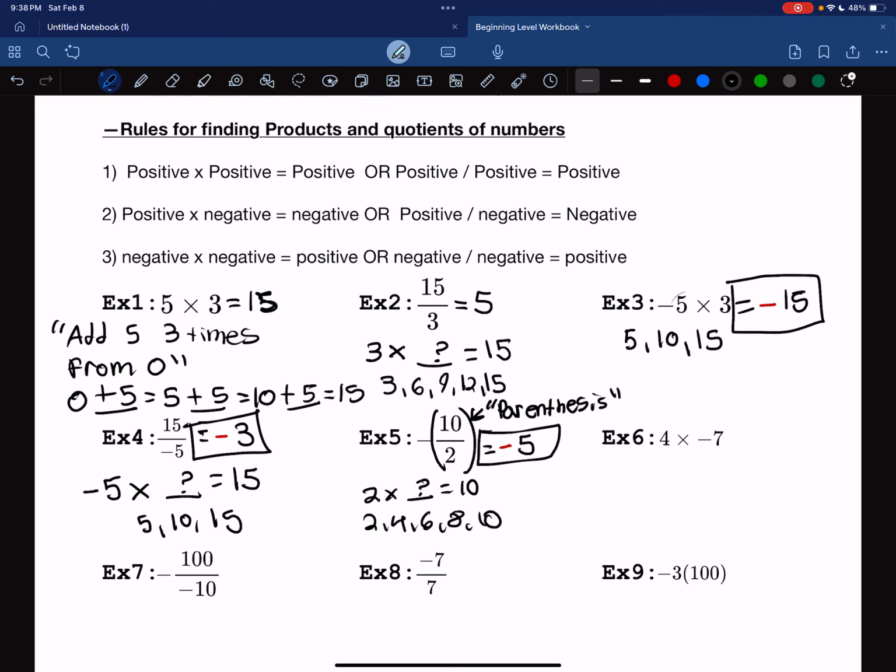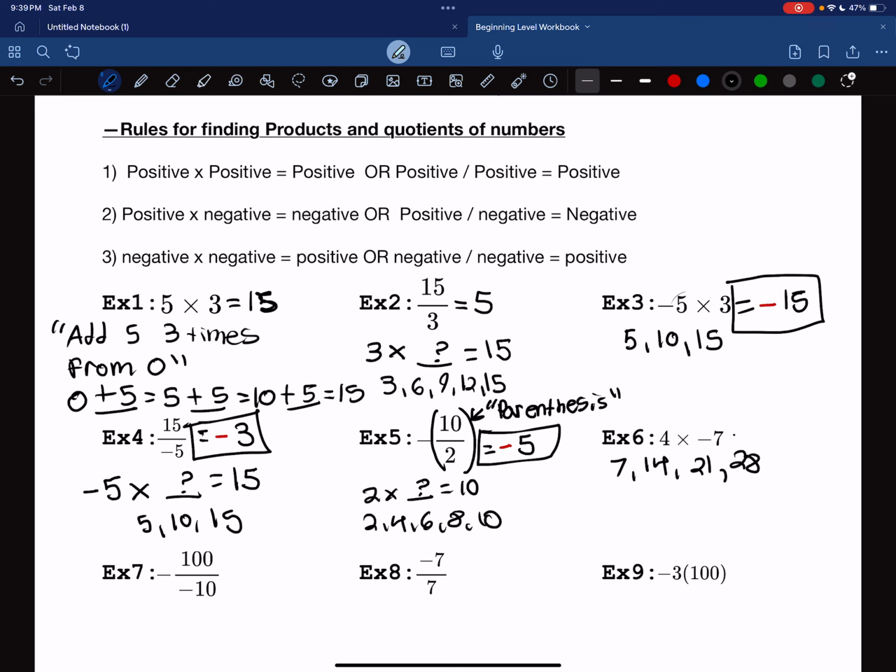And for example 6, 4 times negative 7. I encourage you to try this on your own, and let's work through it. So we can either count by 4s 7 times, or we can count by 7 4 times. So I'm going to count by 7 4 times, because that is less work than counting by 4 7 times. So let's count up by 7 4 times. So we have 7, 14, 21, and 28. So we counted by 7 4 times because we have 4 numbers.